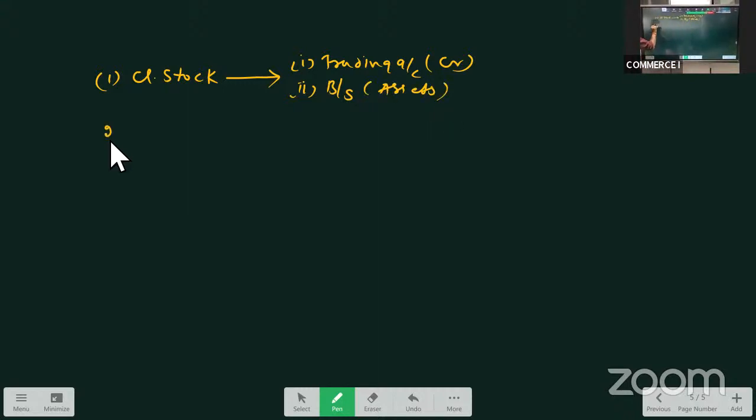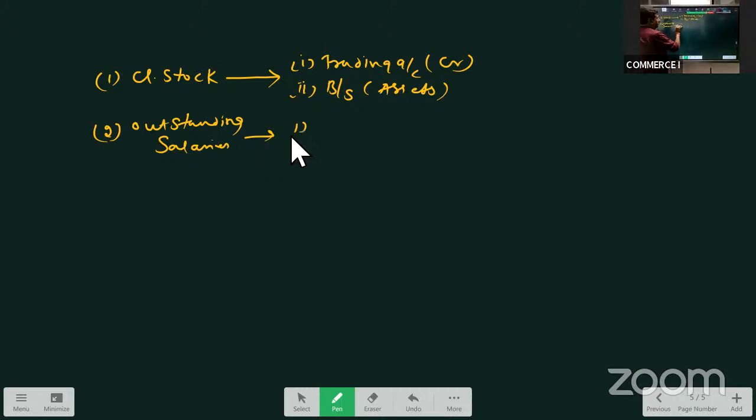Second, we have outstanding expense. Any expense whose due date is gone, but the firm has not paid. For example, outstanding salary. The date is gone, but the firm has not paid salary to the employee. So it is an obligation. So this should be added. This should be shown in the P&L account, debit side. How should it be added? It should be added to the salaries paid.